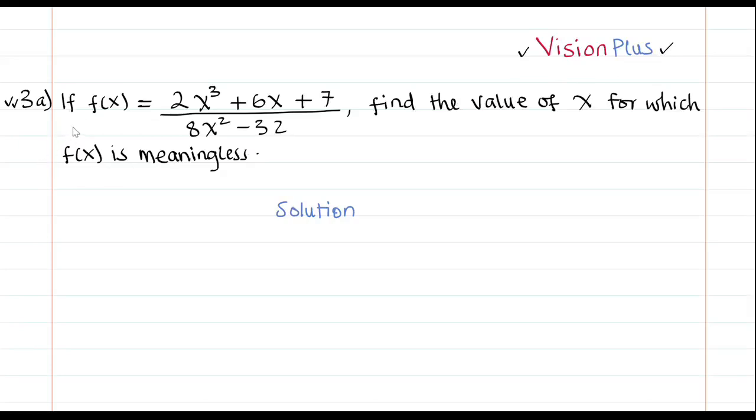Number 3a says, if a function f of x equals 2x cubed plus 6x plus 7 all over 8x squared minus 32, find the value of x for which the function f of x is meaningless. This question is from functions, and the question is asking for the values of x that make the function meaningless.